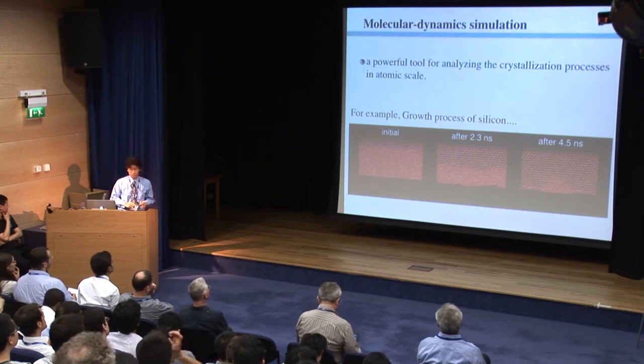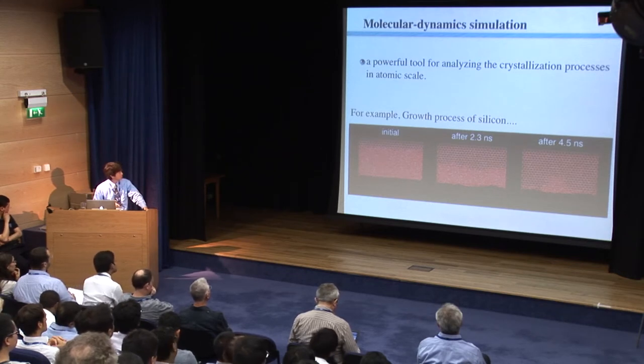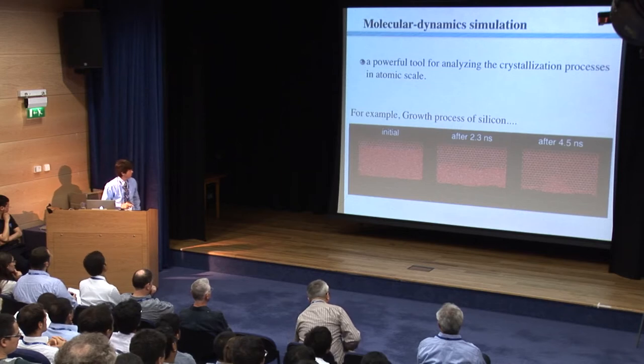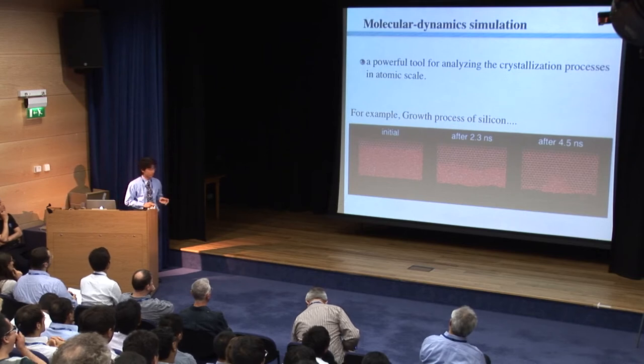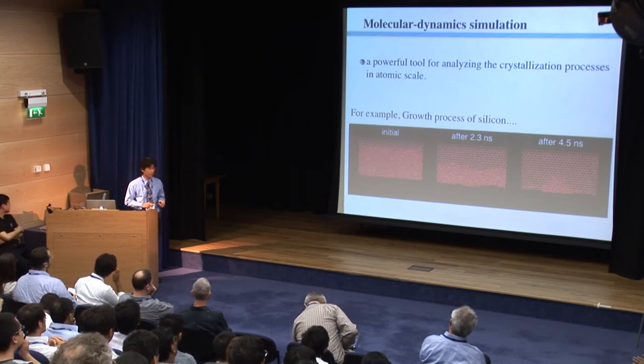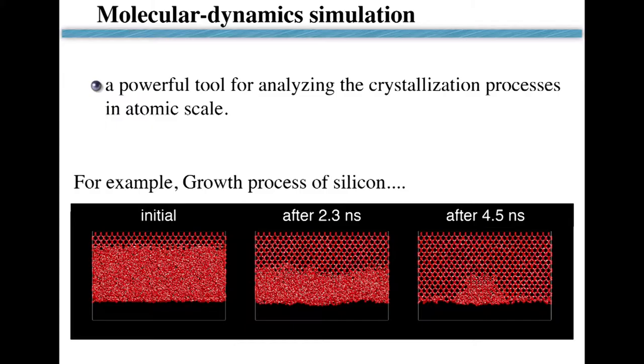Molecular dynamic simulation is a powerful tool for analyzing the crystallization process in the atomic scale. For example, previously, we investigated the crystallization process of the liquid silicon based on the MD simulations. At the initial stage, this region is a seed crystal, and this region is a liquid silicon. And the MD cell was kept under the melting point.